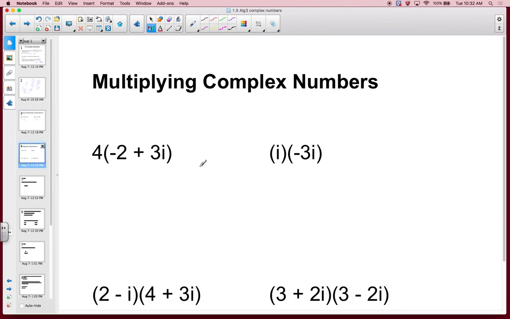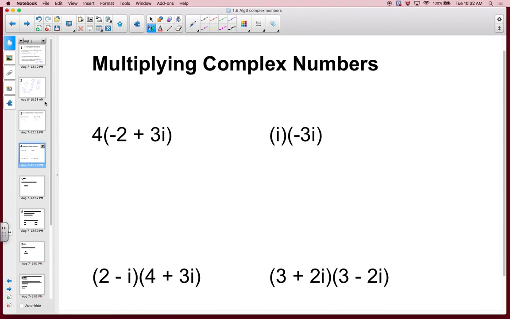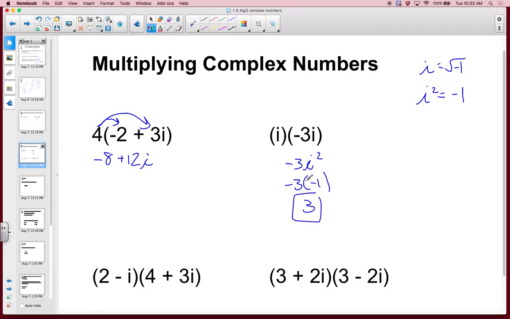Okay, multiplying complex numbers gets a little bit more detailed, but still not hard. We're going to start by distributing this 4 in. 4 times -2, -8. 4 times 3 is 12i. All done there. i times i is a -3i squared. And we just said that i squared is equal to -1 because i is equal to the square root of -1.